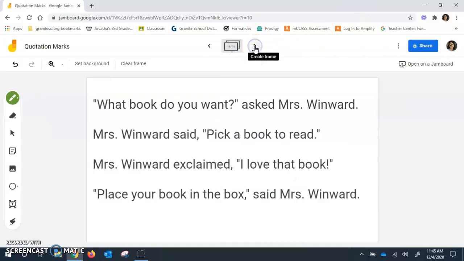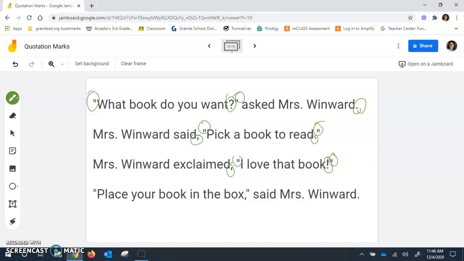So here's a recap of everything we talked about. Let's pretend Mrs. Winward, our awesome librarian, is talking. So the first one says, "What book do you want?" asked Mrs. Winward. We have our quotation marks and our question mark and our period at the end. Mrs. Winward said, "Pick a book to read." So, comma, quotation mark, period inside. Mrs. Winward exclaimed, "I love that book!" So we have our quotation marks and our exclamation point on the inside.